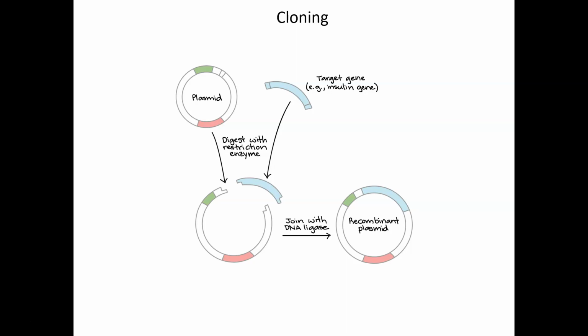So now we can put a little bit more meat on the bones of cloning. Again, we have our plasmid here. Maybe in green, we have the antibiotic resistance gene, the tracking gene. Maybe here is our origin of replication. And this is our multiple cloning site. This is that region that we're going to insert our DNA of interest into.